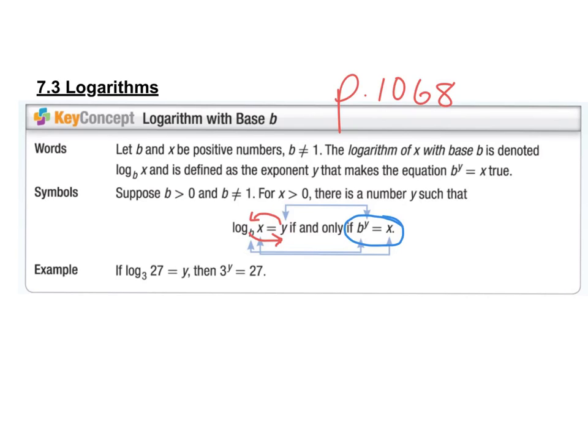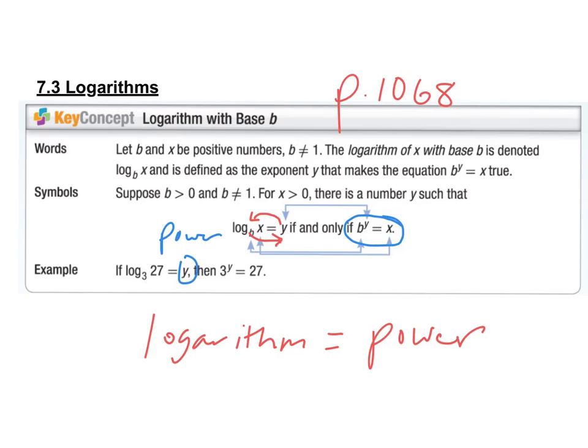Let's write that down. A logarithm equals a power. So when we see this logarithm over by itself, we're telling you that that equals a power. This other side here is actually the power. Okay? And so once we get used to going in between the forms, it'll get easier.